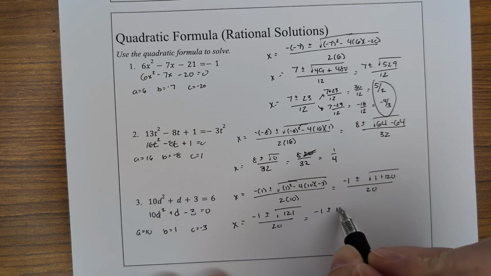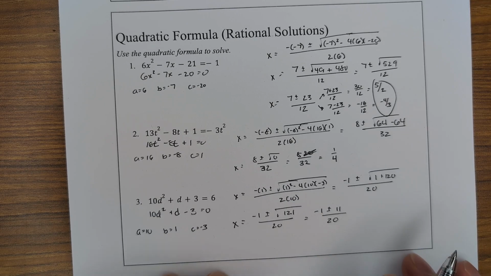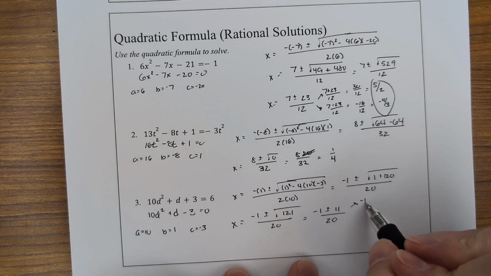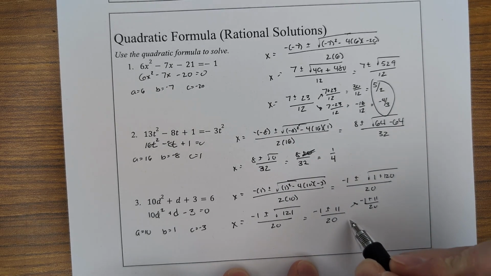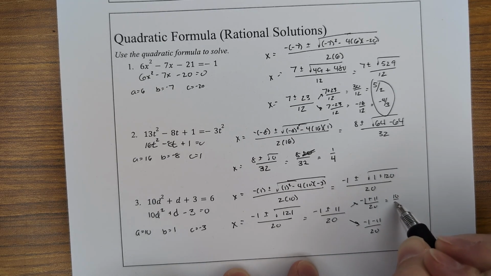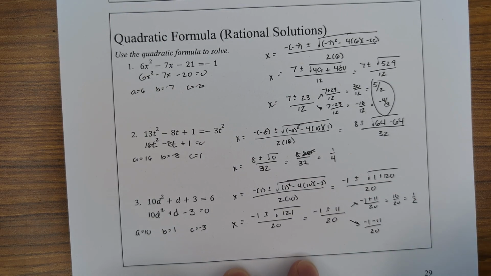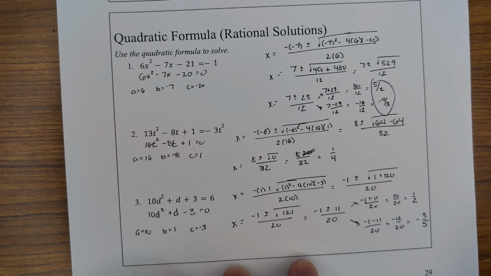121 is a perfect square. It is 11. So then split the problem: negative 1 plus 11 over 20 and negative 1 minus 11 over 20. So that's 10 over 20, or 1/2. This is negative 12 over 20. Both can be divided by 4. So negative 3/5 would be my two solutions.